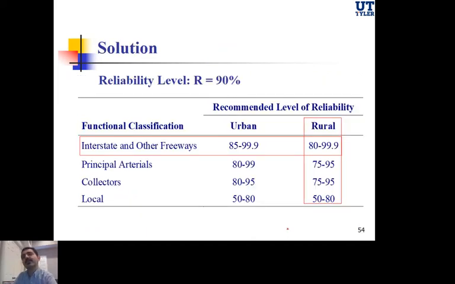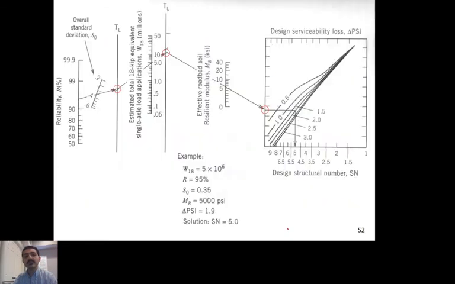So let's start. How can we go after this? We need to get all the information needed to get into the nomograph. Remember, the bottom line is to get into this graph right here. So you need to obtain the reliability level for this structure. You need to get the standard deviation, the ESALs, the modulus, and then the delta PSI. Once you have these 5 parameters, then you'll be able to get to this nomograph.